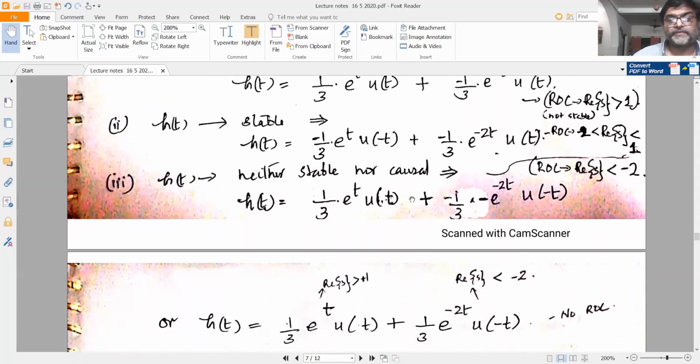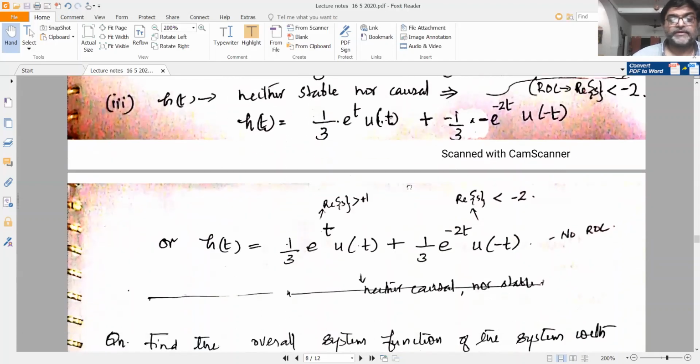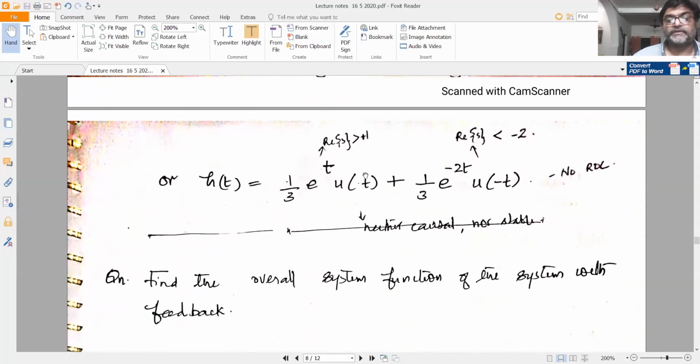So the first part has to be a causal sequence, and the second part has to be an anti-causal sequence, which you write as 1 by 3 e raised to t u of t plus 1 by 3 e raised to minus 2t u of minus t.